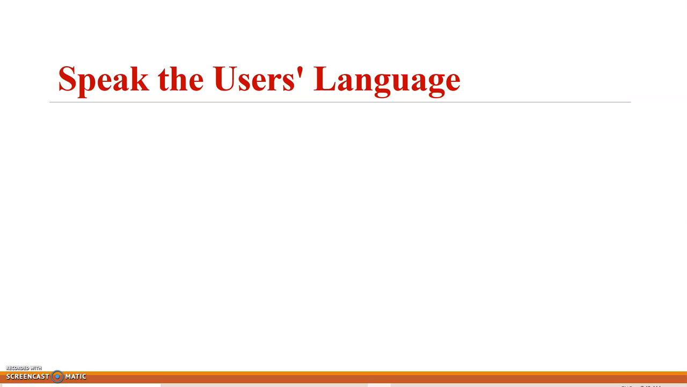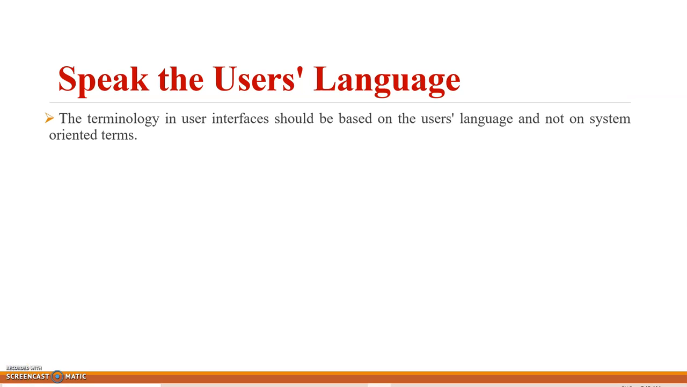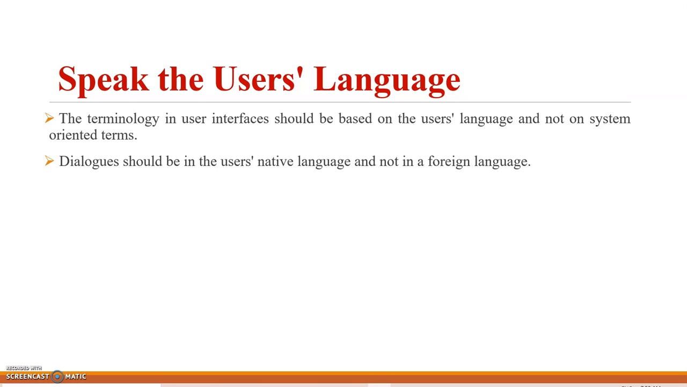The next one is speak the user's language. Whatever terminology I give on the screen or user interface should be in the user's language, not in system-oriented terms. There are some specific terms which we use in our day-to-day life when talking with our colleagues, or terminology specified in a book, but they might be unknown to the user. So we should always speak the user's language.